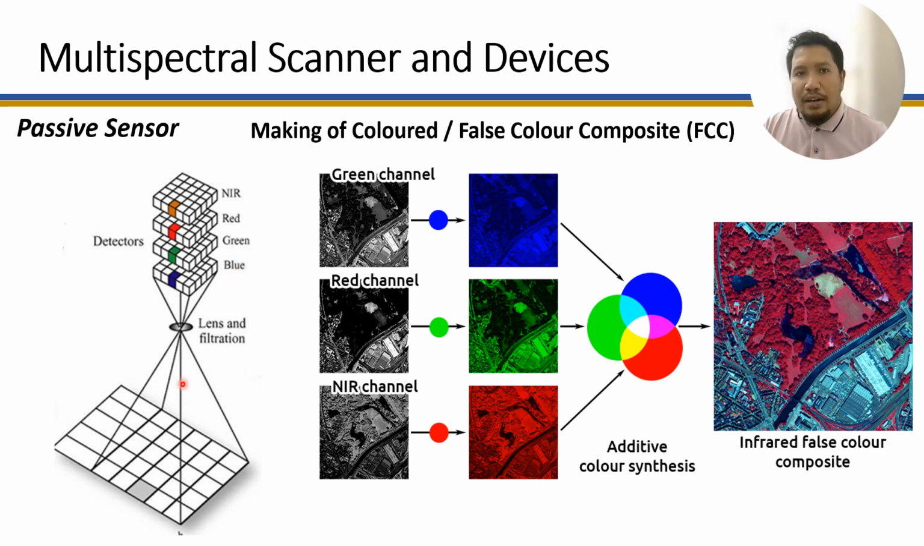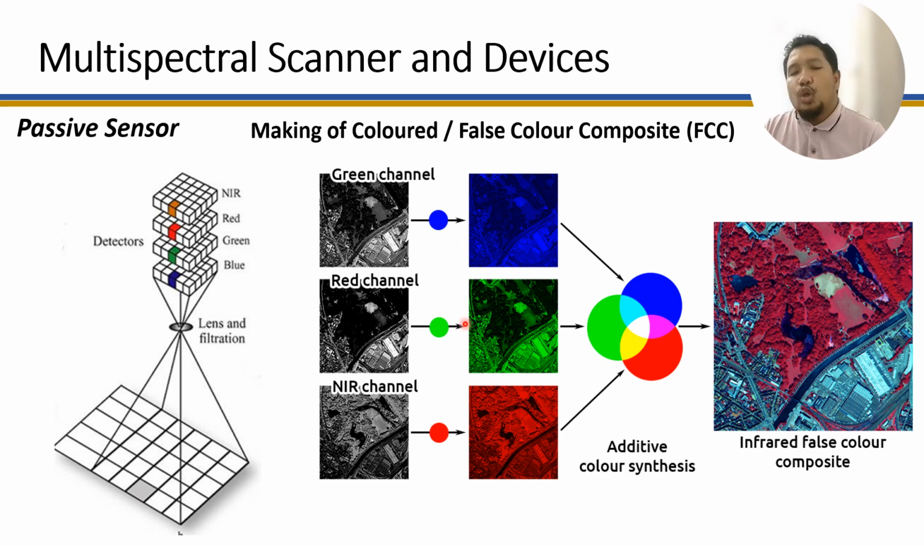And how it works: number 1, radiation collection. The lens gathers electromagnetic radiation from the scene. Number 2, wavelength separation. The filtration system divides the incoming radiation into specific spectral bands. And then number 3 is detection. Each detector measures the intensity of the radiation within its respective band. And lastly, we have data recording. The measured signals are recorded and processed to form a multispectral image.